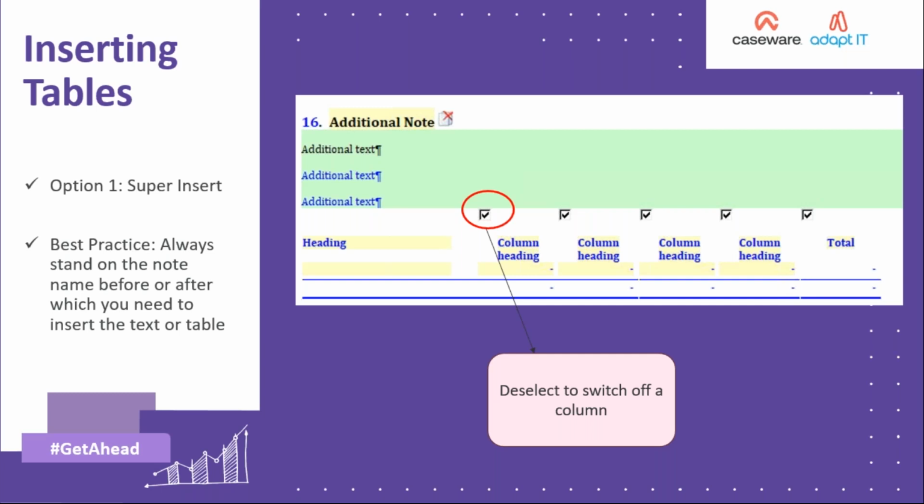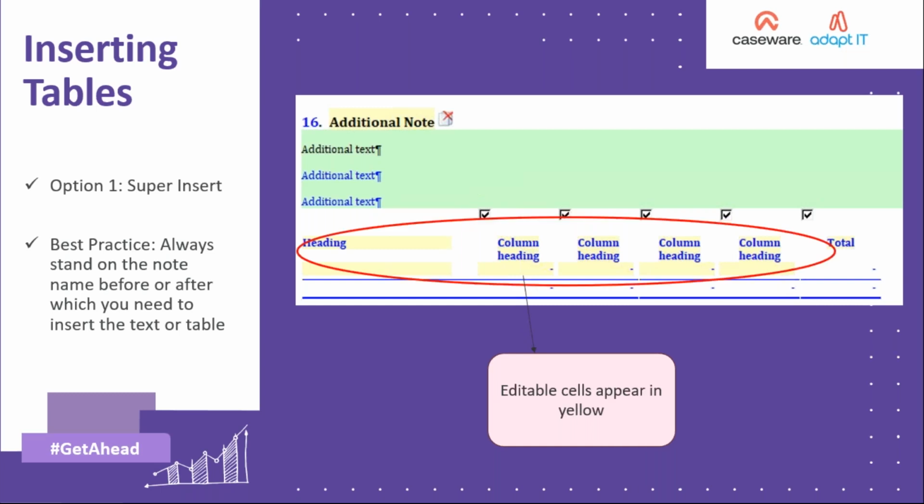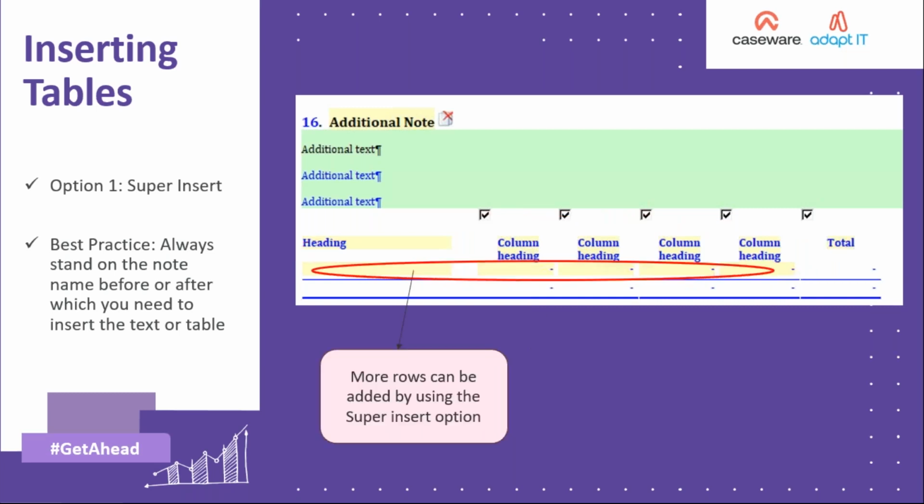If you want to switch off a column, you can easily deselect on the top of the screen. You can deselect a column and it will be switched off. Like I've mentioned, all the cells will appear in blue, so it's not going to print up until you add your details. And you can add the details because the cells are in yellow. They are editable, so you can add any of the different values. So we're going to do that just now.